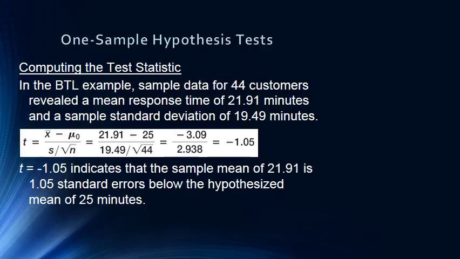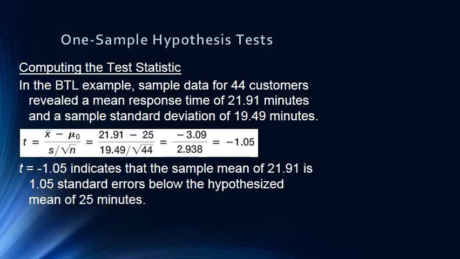So taking that formula into consideration, we can compute the test statistic in the BTL example. And so we have 44 customers. When we do the mean or the average, we see that the response time is 21.91. So the average, using the formula from Excel, equals AVERAGE and the range, gives us 21.91. And the sample standard deviation, again using the formula already in Excel, gives us 19.49 minutes.